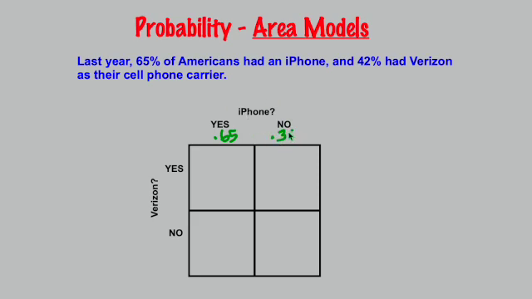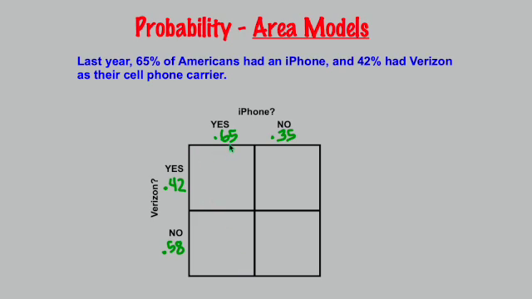And I'm going to go ahead and do these in decimals, a little bit easier on your calculator. Same thing for Verizon. We know yes is 42, and 100 minus 42 would be 58. So the no would be 58. So maybe they have something else like AT&T or T-Mobile, something along those lines. So how do we fill out these boxes here in the middle is actually quite simple.